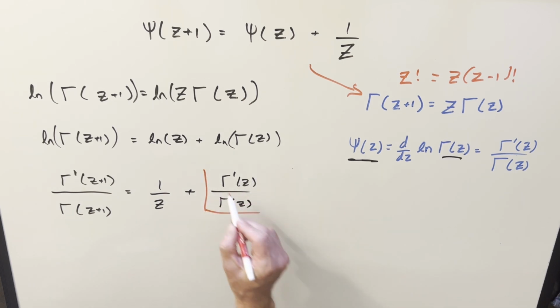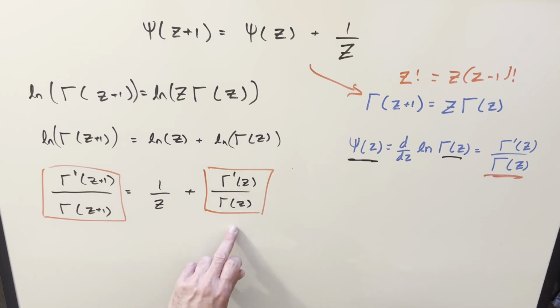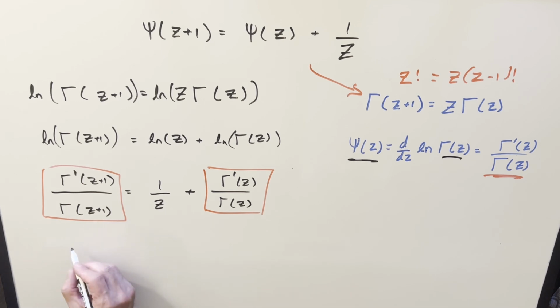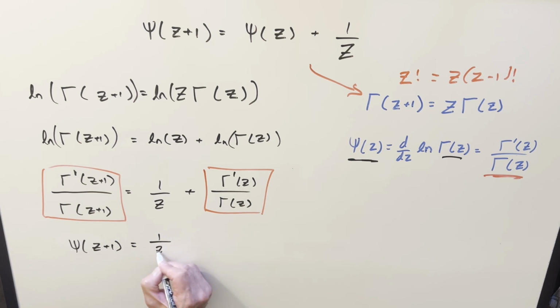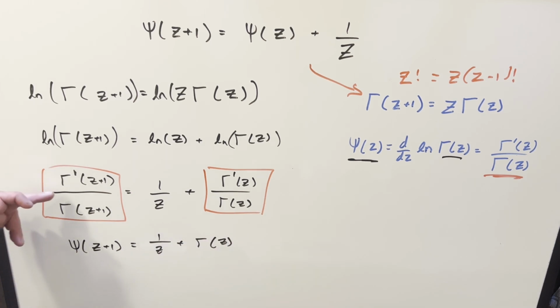But this right here and this right here are exactly in our form. So we can write each of these as the Digamma function. This one just z, this one of z plus 1. So just like that, we have our formula, because on the left side here, we have Digamma of z plus 1 is going to equal 1 over z plus Digamma of z. So that's about it.